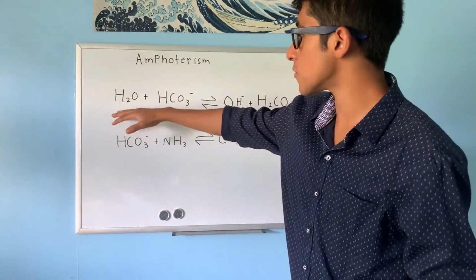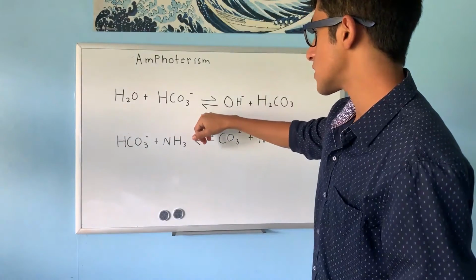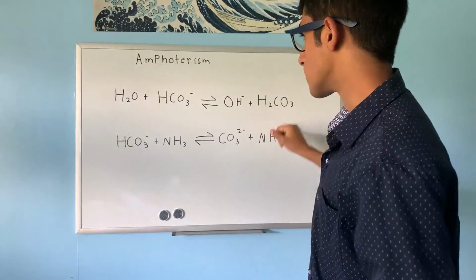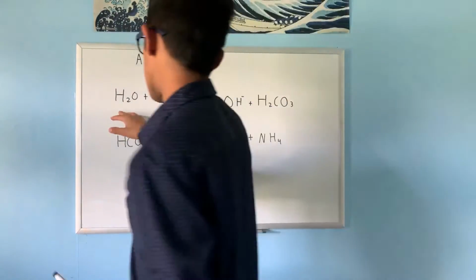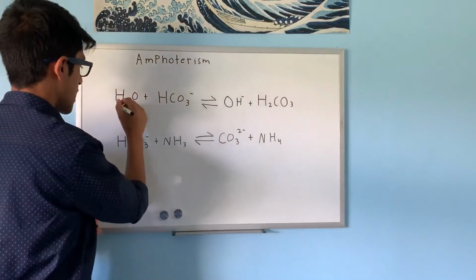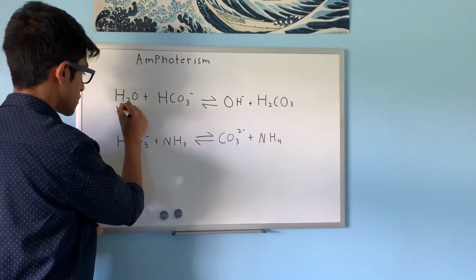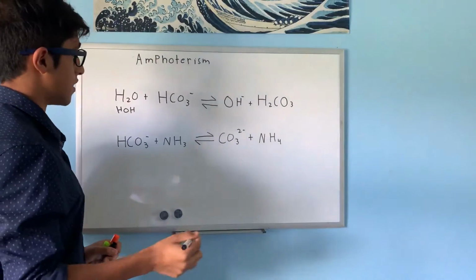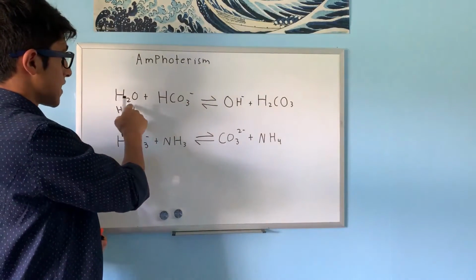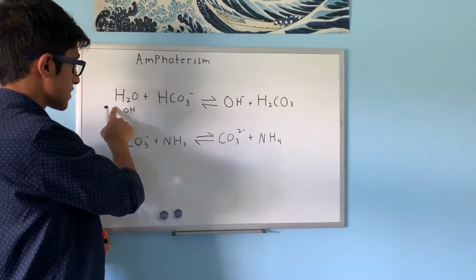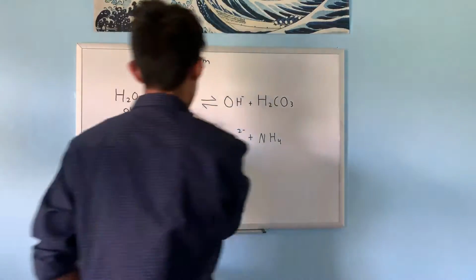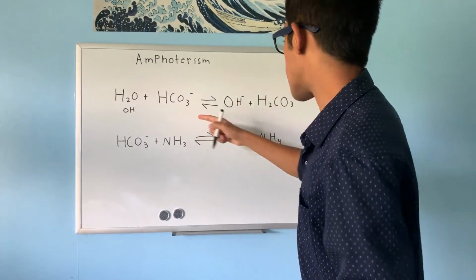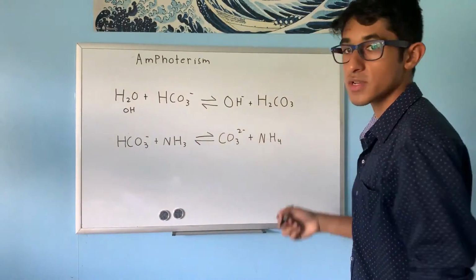We have H2O plus HCO3 minus is in dynamic equilibrium with OH minus plus H2CO3. So first let's look over here. We can view H2O as HOH. This makes it easier to think about in your head. So what we see in this reaction is that HOH donates a hydrogen to become OH minus, and that donated hydrogen goes to HCO3 minus and becomes H2CO3.